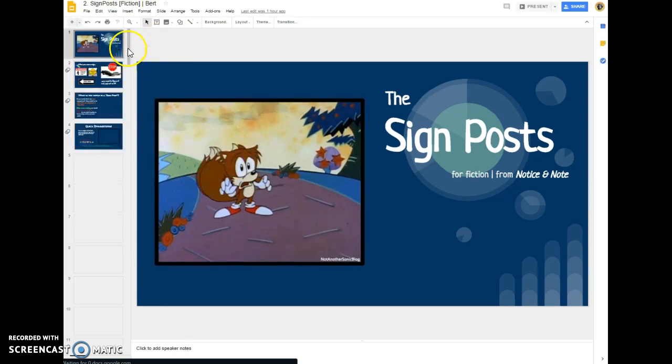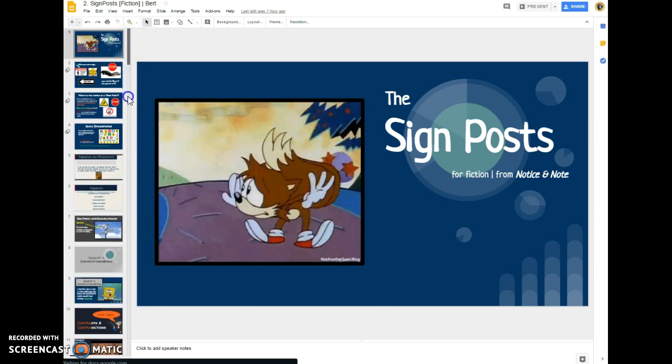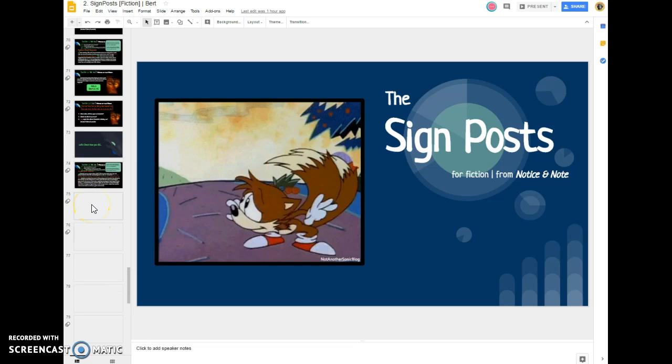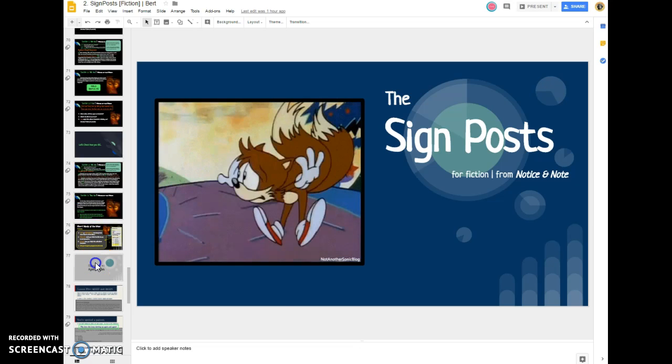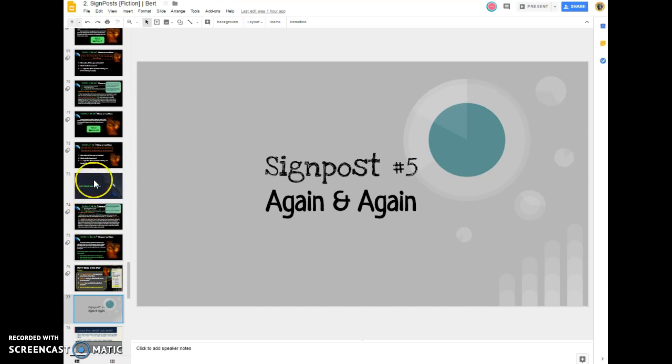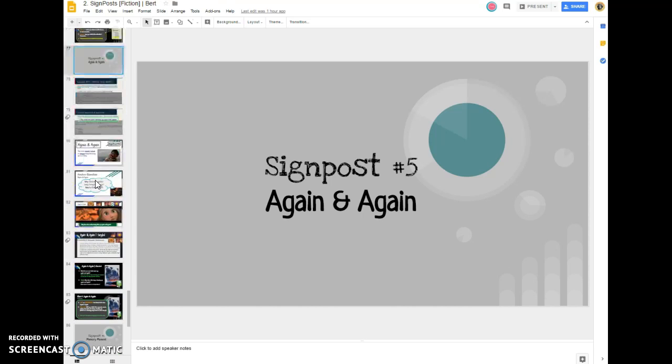Once the signpost slide shows up, let's scroll all the way down to signpost number 5, slide 77, Again and Again. So if you're in your ELA binder now, or just a random set of notes, go ahead and make a 5th subtitle. It's going to be labeled Again and Again. We're going to go into present mode here.